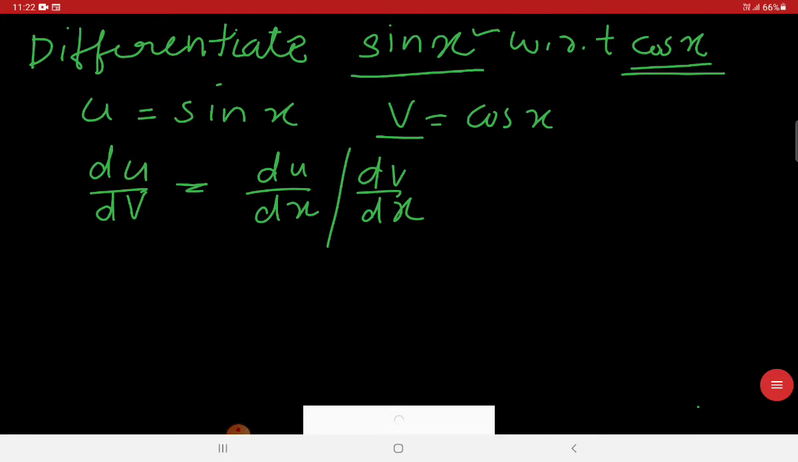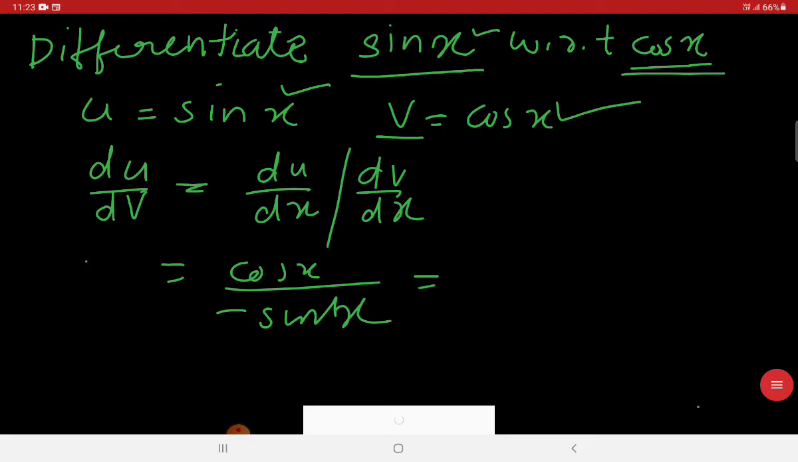Now first find du by dx. Du by dx means it is cos x. So cos x divided by dv by dx, which is minus sin x. So the answer is equal to minus cot x.